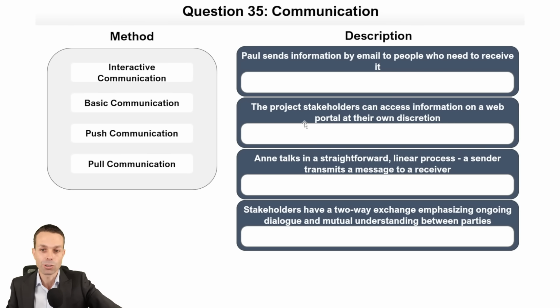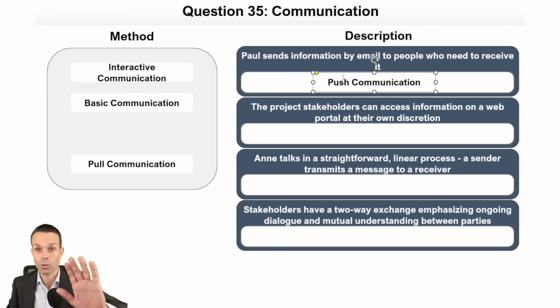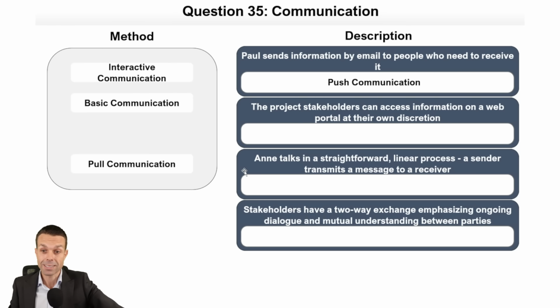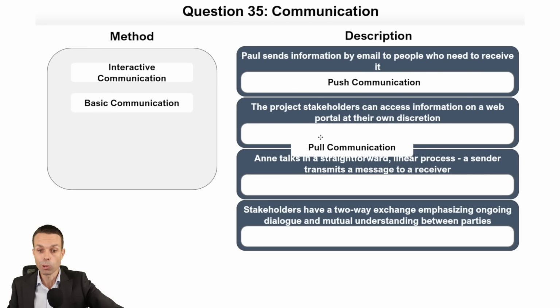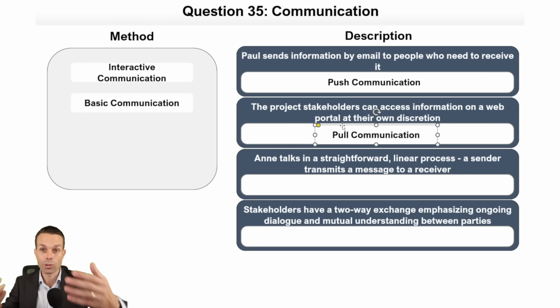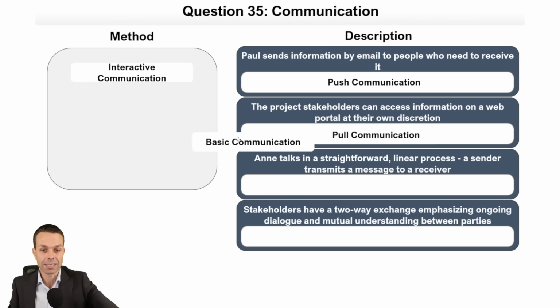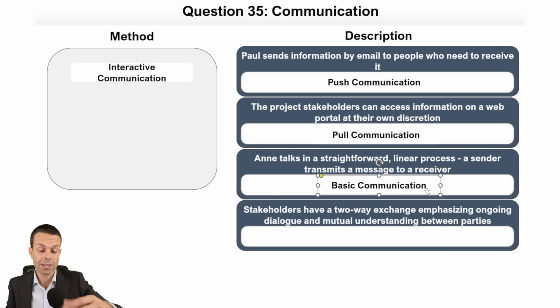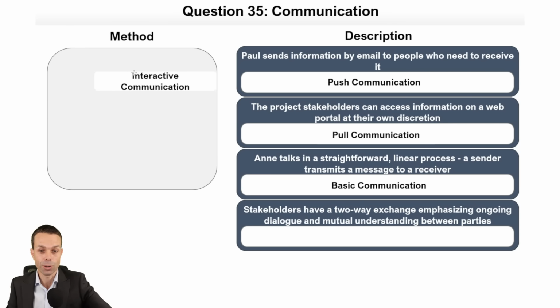Paul sends information to people by email who need to receive it. That is pushing information. We're pushing it out to other people. The project stakeholders can access information on a web portal at their own discretion. That is pull communication. They are pulling it towards themselves whenever they're ready to access it. Anne talks in a straightforward linear process. A sender transmits a message to a receiver. That's basic communication, so nothing fancy there. We're not actually getting confirmation that the message was correct, and we do that in interactive communication.